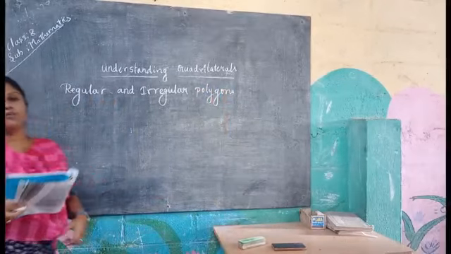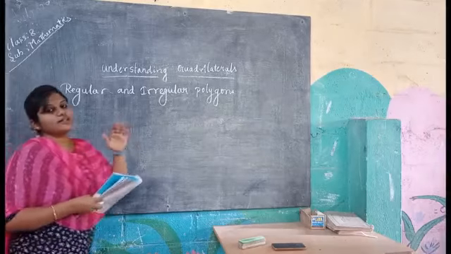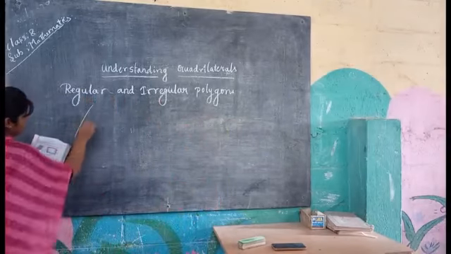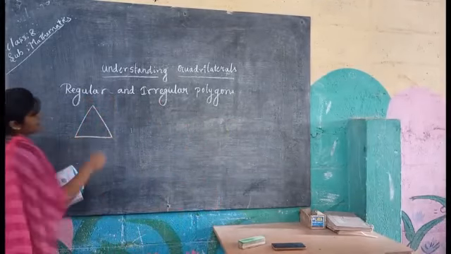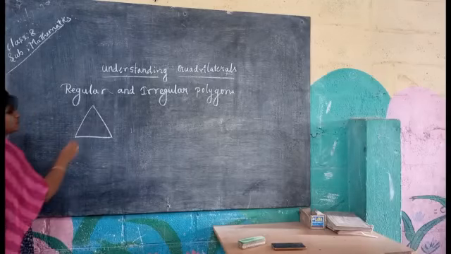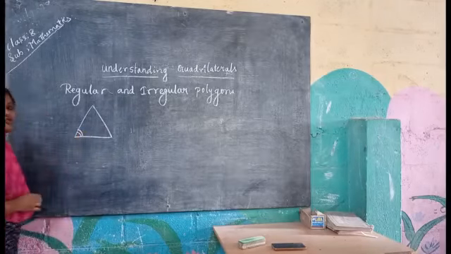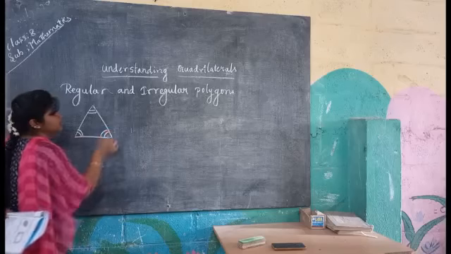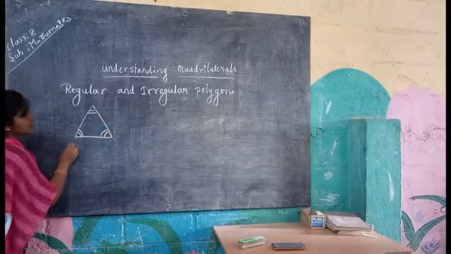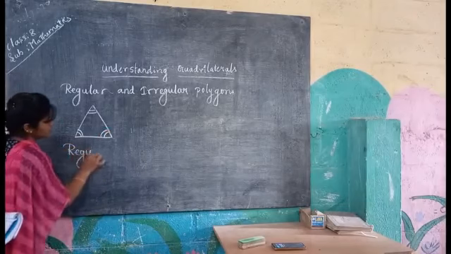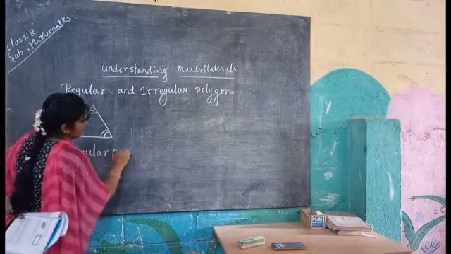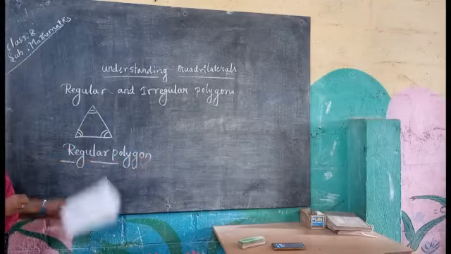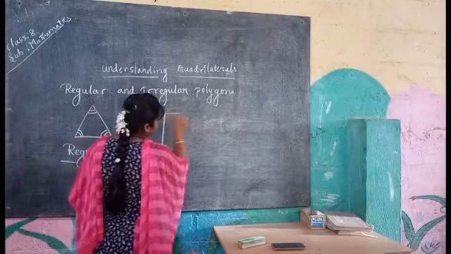In the regular polygons, all the angles and all the sides are equal. For example, if we have a triangle, all the angles will be the same. For example, it has to be 60, 60, 60. Then only it becomes a triangle. This is called a regular polygon.